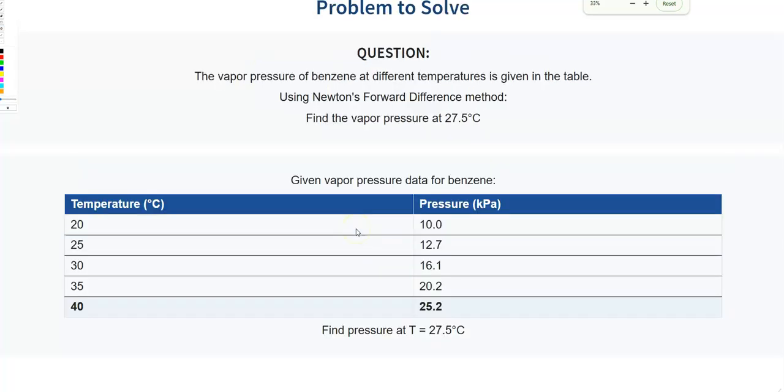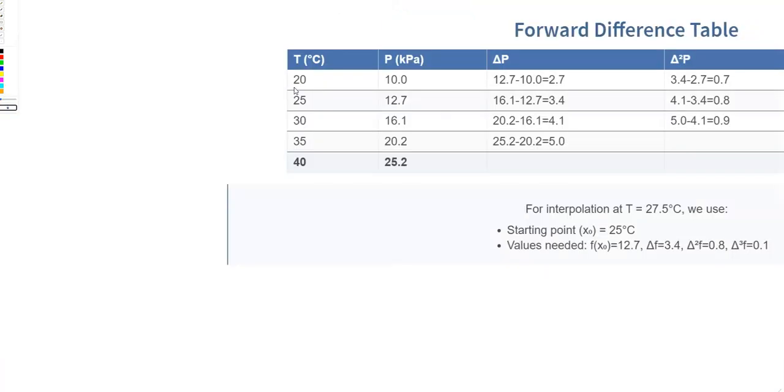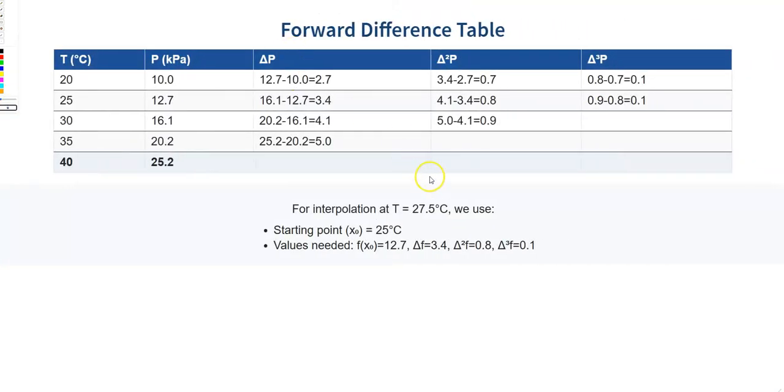So now here the data is given: temperature data and vapor pressure data. From that data, using Newton's forward difference method, we have to calculate the pressure at T equal to 27.5 degrees centigrade. So first we have to make the forward difference table.